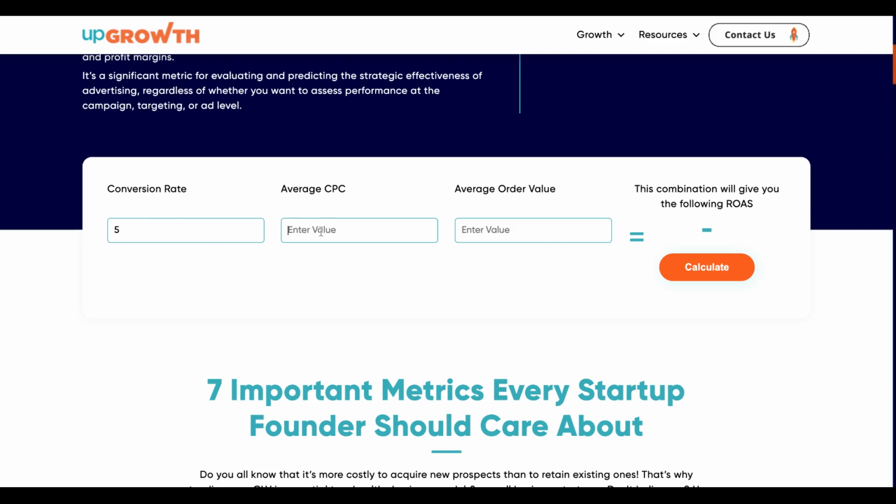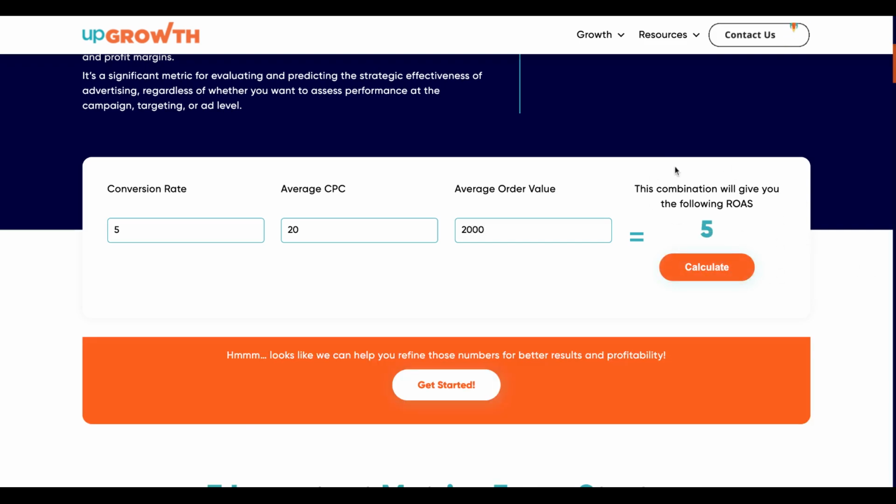Next is the average CPC, or average cost per click. It's the amount you pay on average for each click on your ad. So if you spent $2,000 on 100 clicks, your average CPC would be $20. Next is the average order value, which is the average amount a customer spends in a single transaction. Let's say your total revenue from 10 orders is $20,000. Your average order value would be $2,000. Simply input 2,000, hit calculate, and this combination will give you a ROAS of 5.